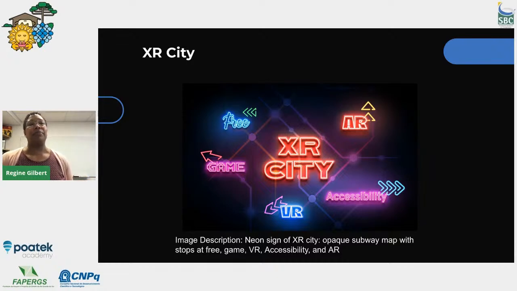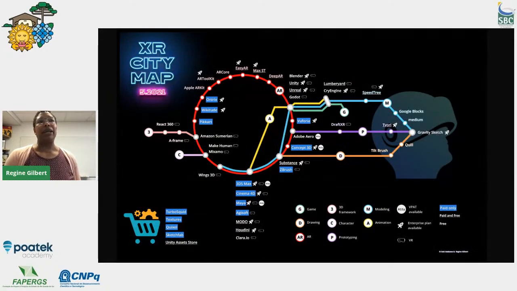So this is an image of a neon sign of XR City. There's an opaque subway map with stops at free game, VR, accessibility, and AR. I have this obsession with subway maps. So this is what we made. We ended up making a subway map.